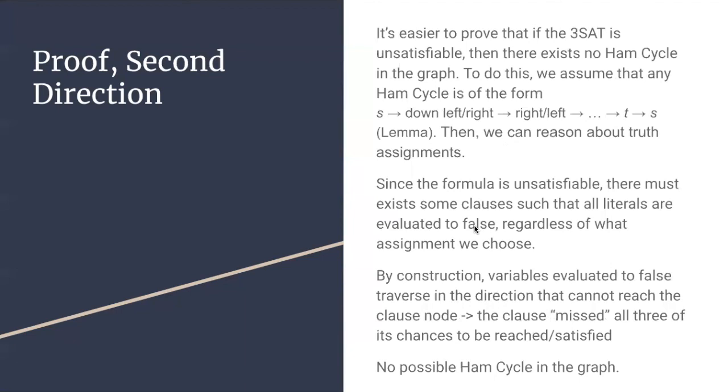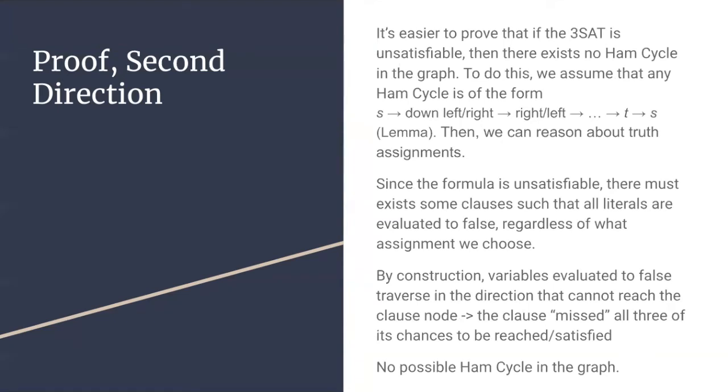Now we can talk about the second direction. I think the text will prove that if there exists a yes instance of the Hamiltonian path, then there exists a yes instance of the 3-SAT problem. But I think it's easier to prove the contrapositive, which means if the 3-SAT is unsatisfiable, then there exists no Hamiltonian cycle in this graph.